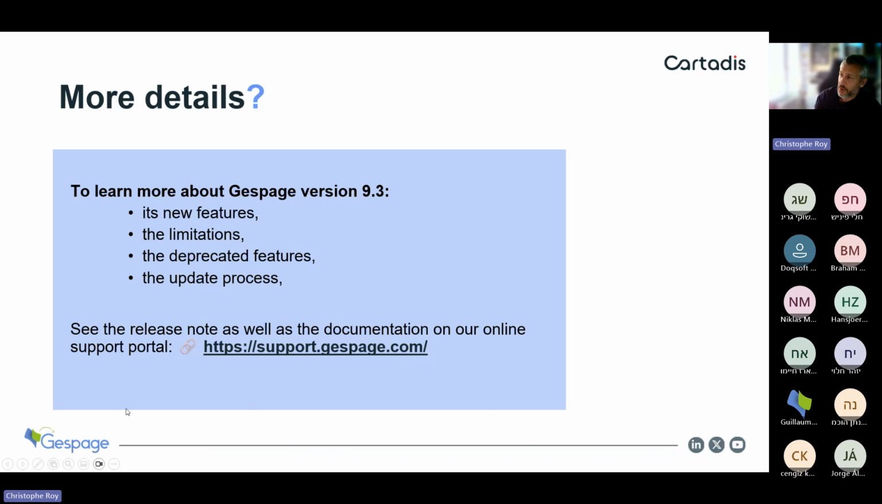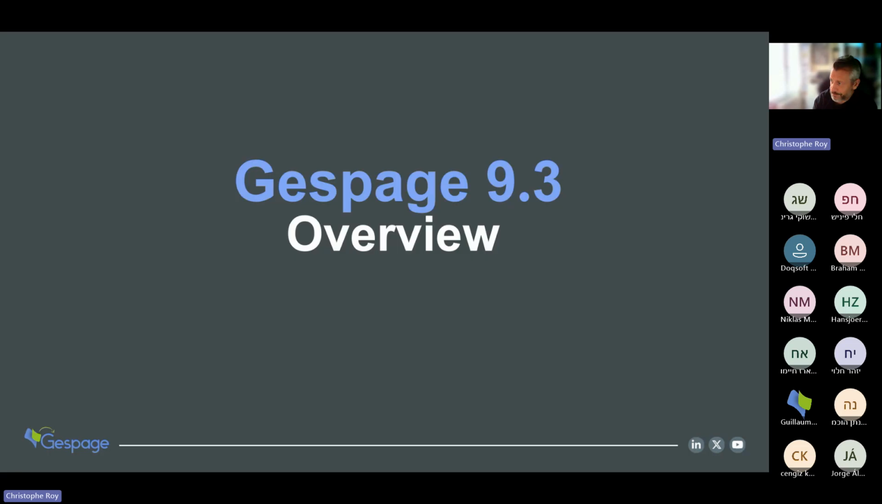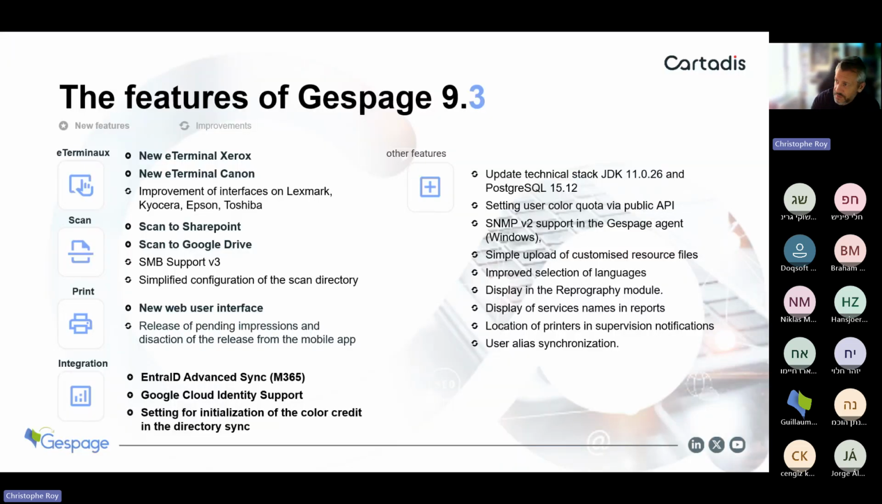If you need more details about this version, the new features that we've just mentioned, the limitations, the deprecated features, or the update process, you will find everything in the release notes, okay? So this is, in a nutshell, everything that is contained in the Gespage 9.3 version. All the things that are in bold are the main features and the other ones are the minor improvements.